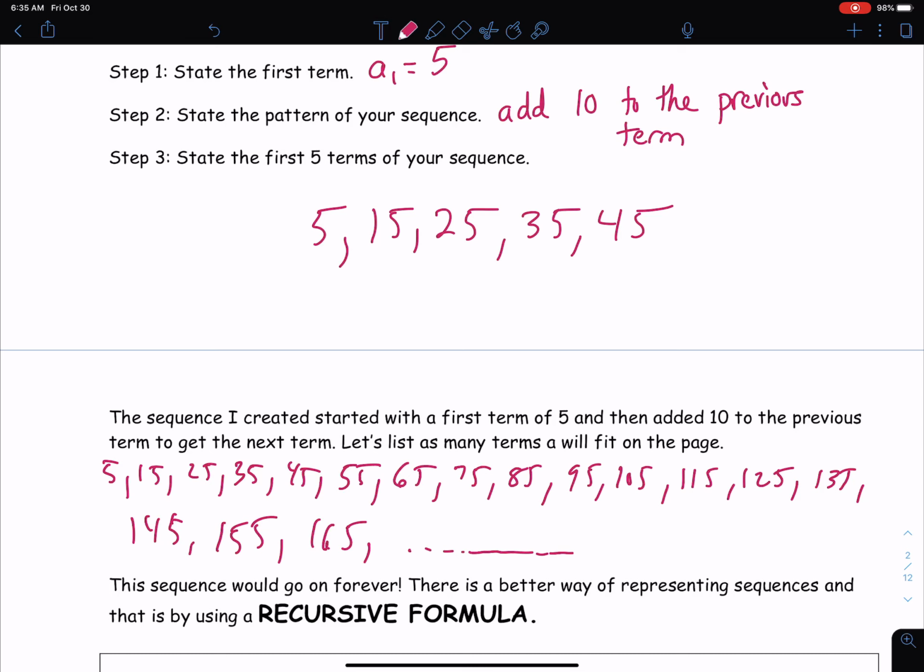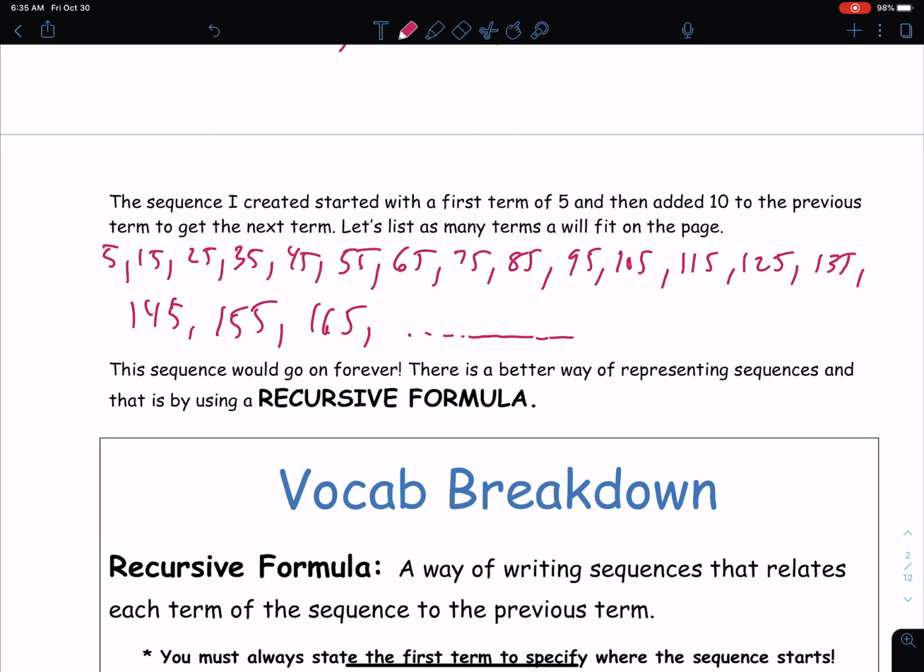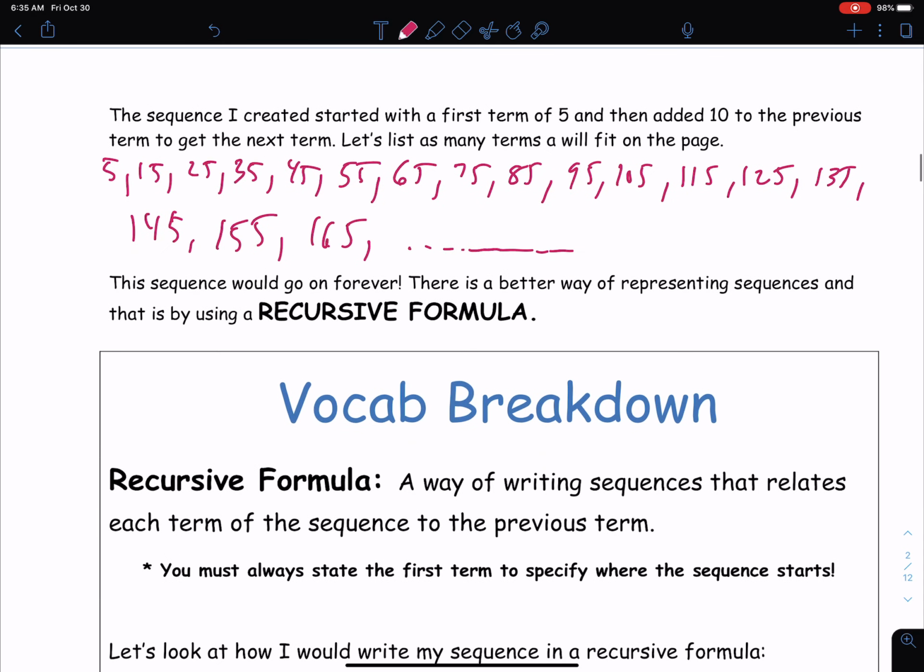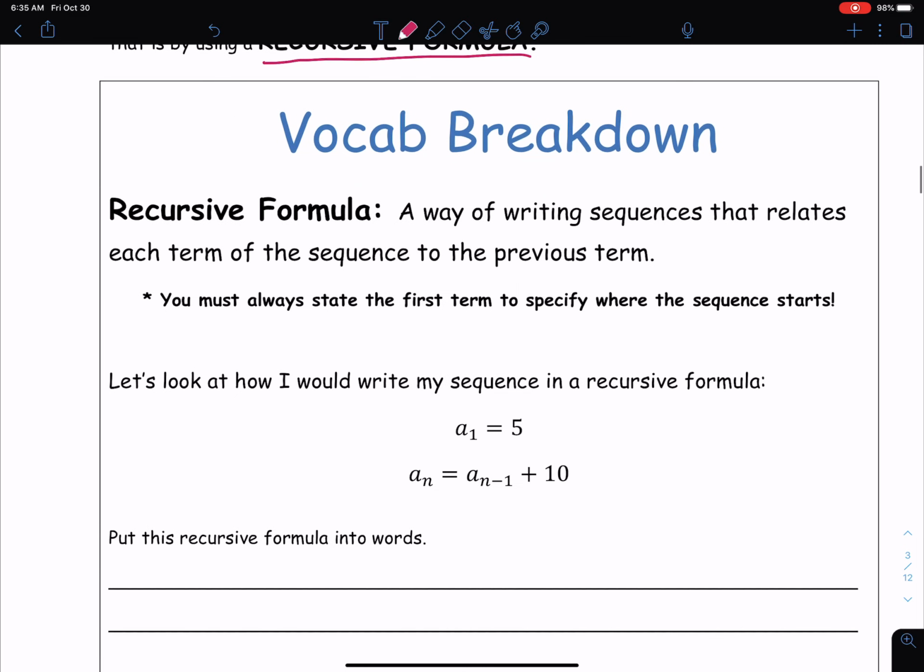So that's when we introduce a formula. We can represent the sequence as a formula and don't have to list out every single term. So this sequence would obviously go on forever. There's a better way to represent it, and one formula we can use is called the recursive formula. The recursive formula is a way of writing sequences that relates each term of the sequence to the previous term. That's why we've been using previous term a lot.